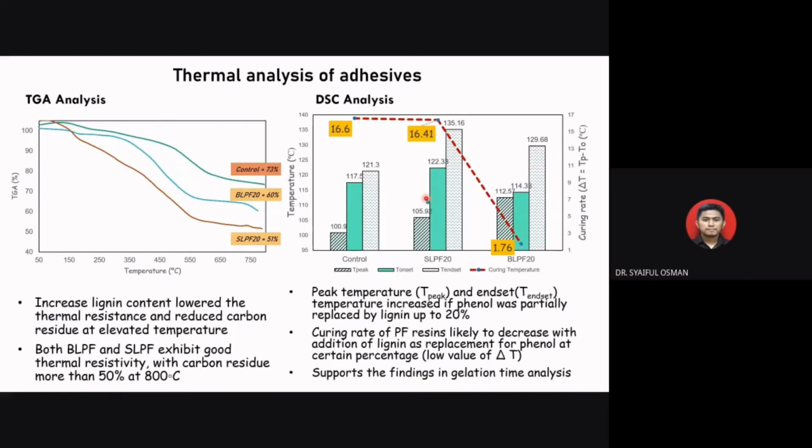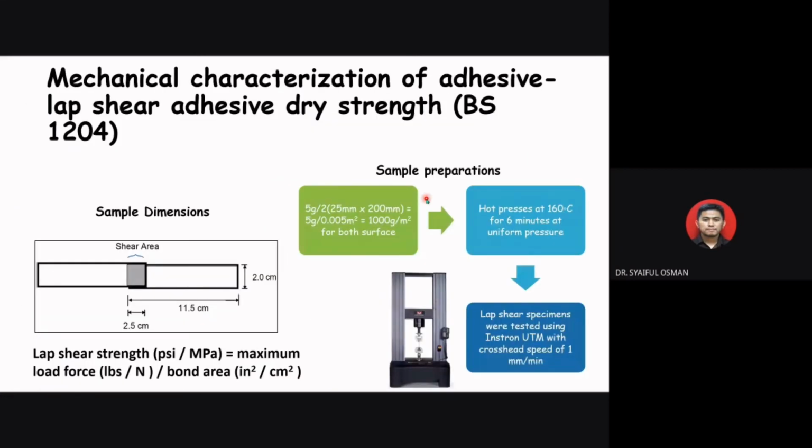And now the last part of my study, I also performed the mechanical characterization of adhesive, lap shear dry strength. I carried out the analysis based on British Standard 1204. The lap shear strength test is commonly used if you want to characterize the bond strength of an adhesive, and it measures the strength of an adhesive on a specific substrate.